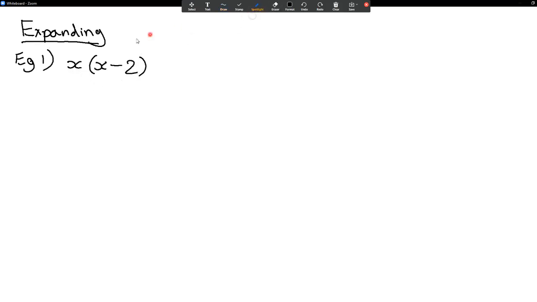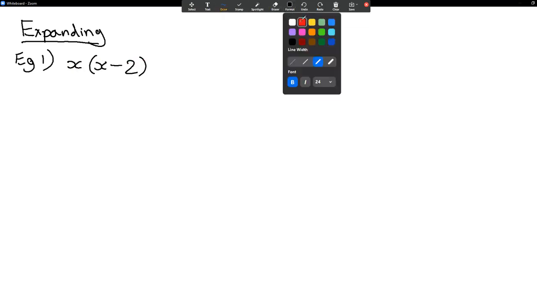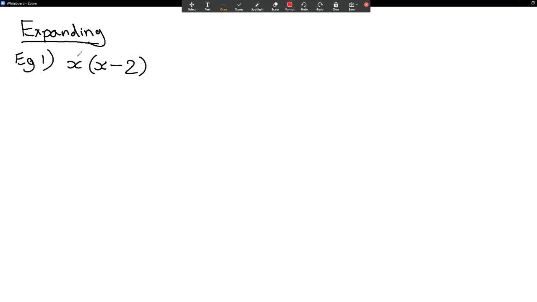So here you have a term x over a bracket, which is x minus 2. To expand this out, we have to multiply the value on the outside of the bracket with each of the values inside of the brackets. So we'll multiply it by x, because that's the first term in the bracket, and we'll multiply it by 2, because that's the second term in the bracket. So what we'll have is x times x, which is x squared, and then we'll also have minus 2 times x, which is minus 2x. So now we've expanded that bracket out.